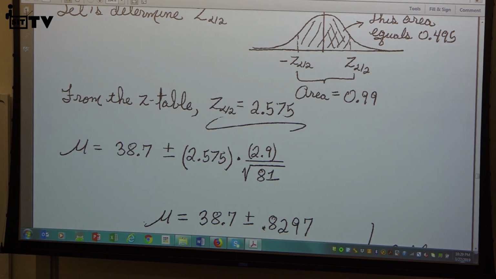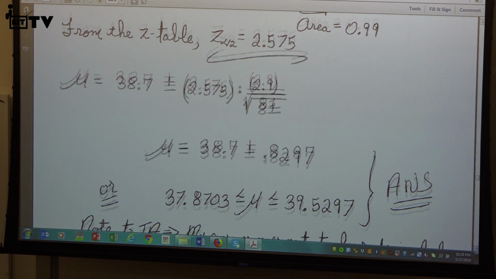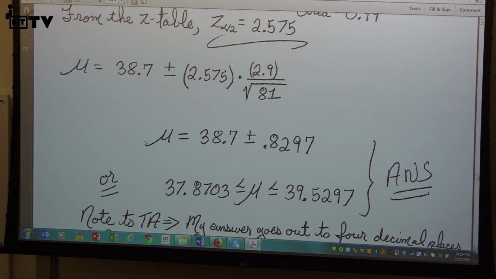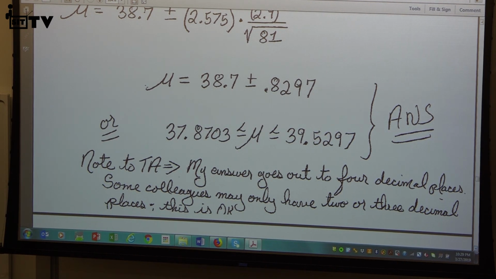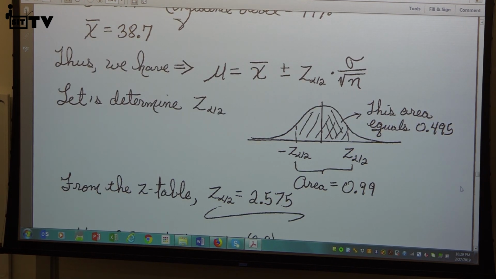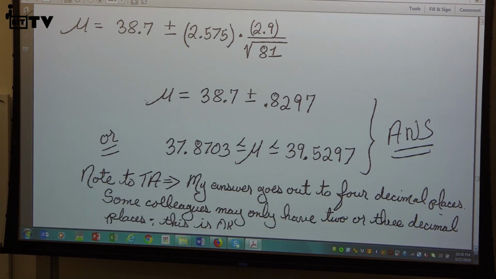$2.575, is that what I said, my colleagues? And now you plug in, and you got it. We have one more quick problem to do. You're great to stay with me. Did we do okay on all of this?